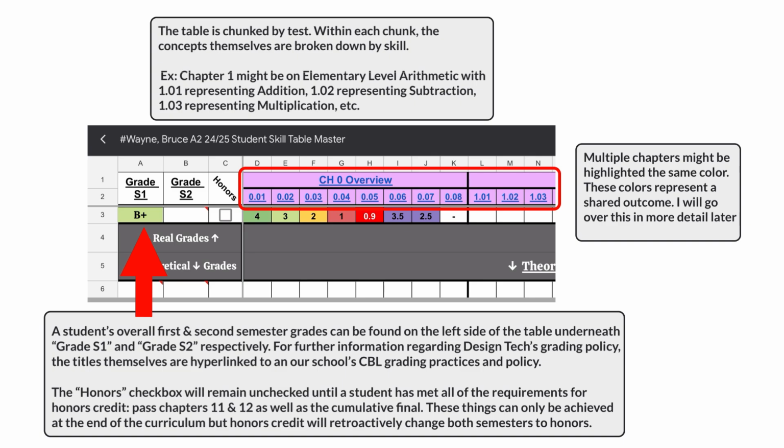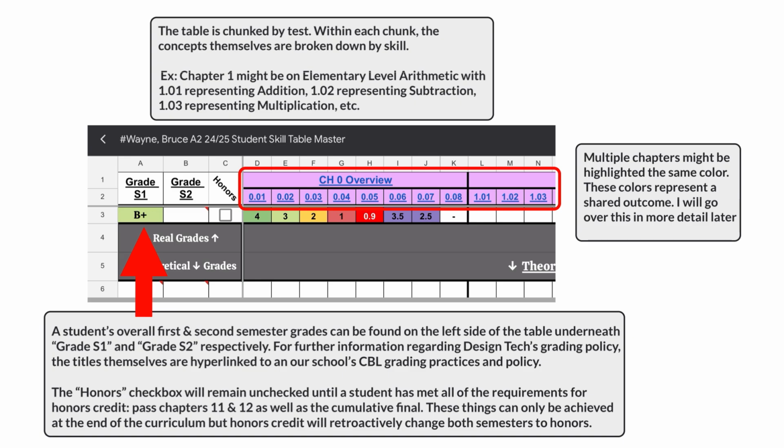Now, these chapters might be color coded, like the picture in front of you right now. I have chapter 0 and the first part of chapter 1. They both appear to be pink in color, and those represent a shared outcome. I'll be going over that later in the video once we get to outcomes and how these values are scored.